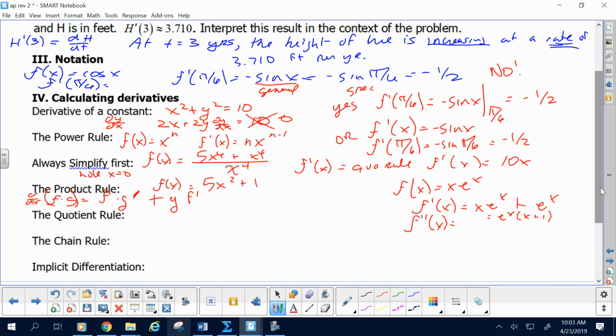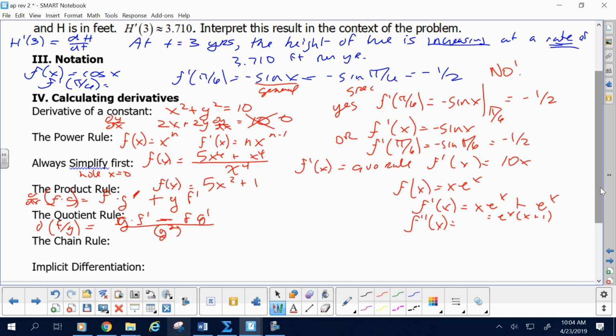Right. Quotient rule, same deal. If you take the derivative of f over g, it's low. It's got a rhyme. Low g d high f prime minus high f d low g prime, over the square of what's below, g squared.